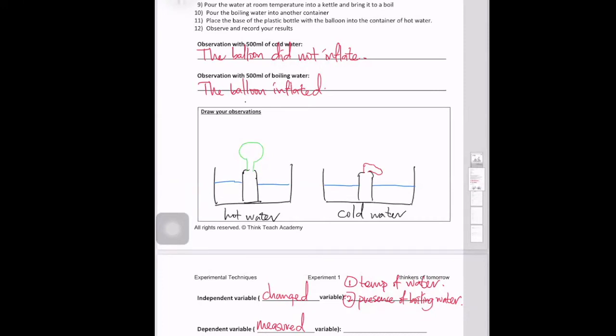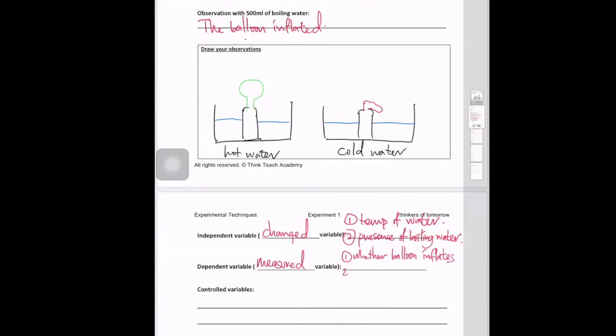Okay, so the measured variable will be whether the balloon inflates. Again, there are also two possible answers: whether the balloon inflates, or the size of the balloon after 1 minute. Right. Okay, so we go on to control variables.